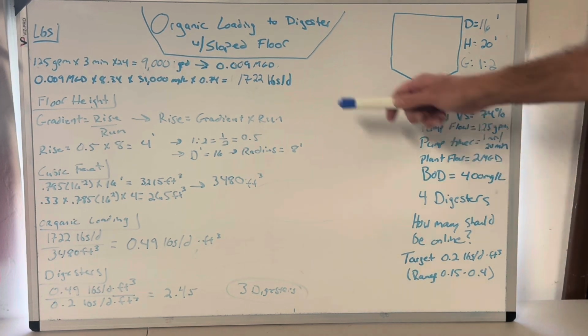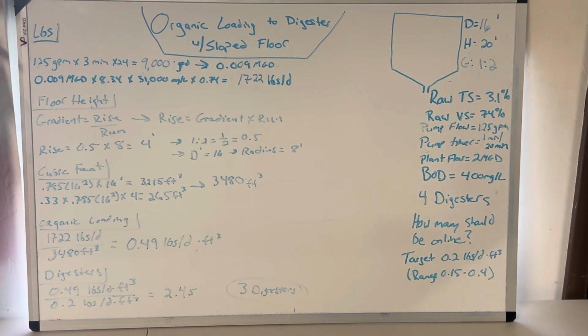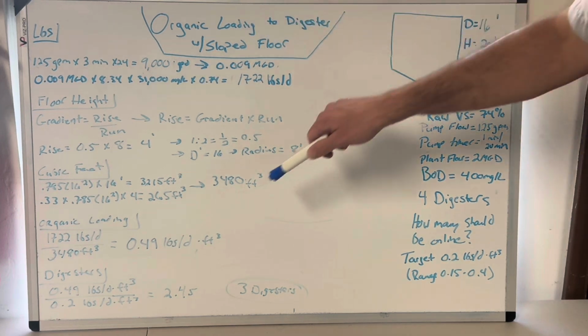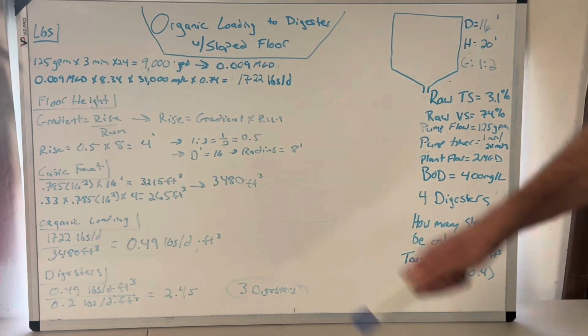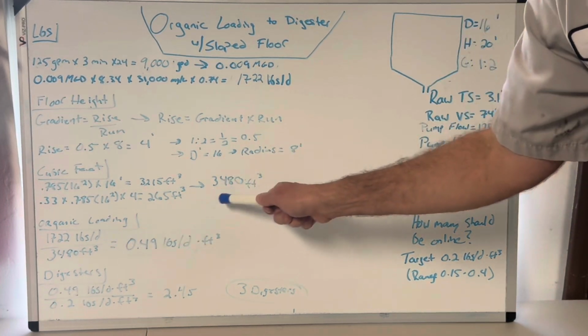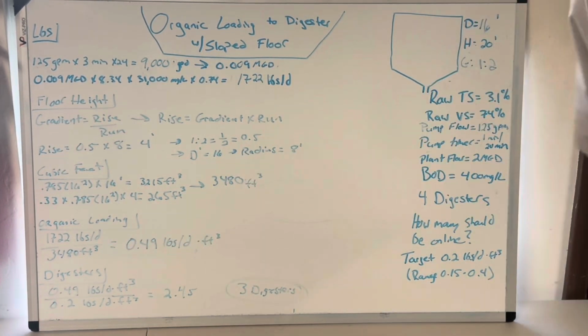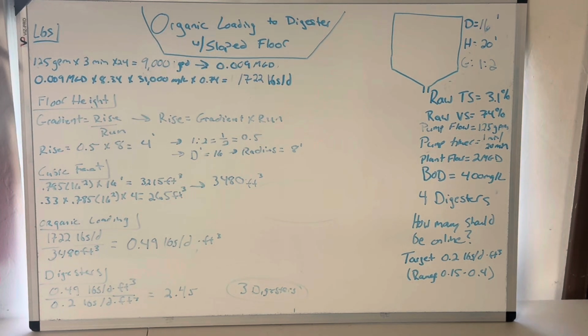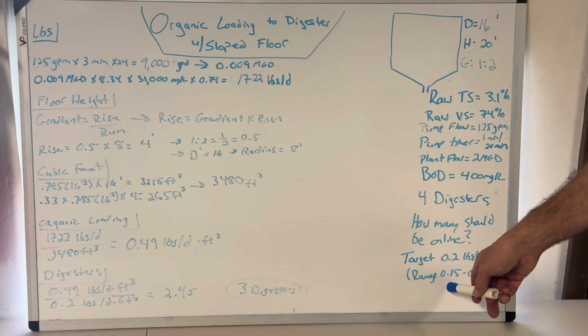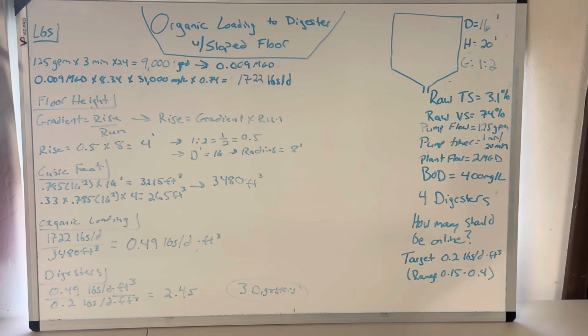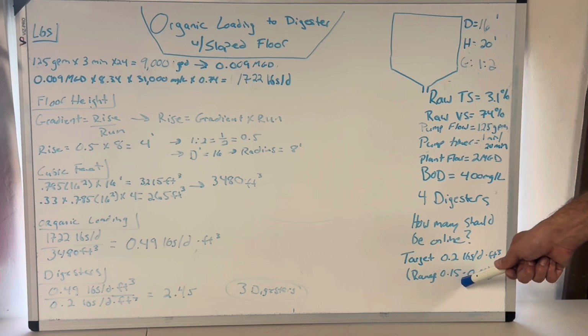Now we have our pounds per day. Now we have our cubic feet. Now we can do our organic loading to the digester with our sloped floor. 1,722 pounds per day divided by 3,480 cubic feet gives us a 0.49 pounds per day per cubic foot of volatile solids. Well, our target's 0.2 pounds per day per cubic foot, isn't it? And by the way, the range of a high rate digester is anywhere between 0.15 to 0.4.